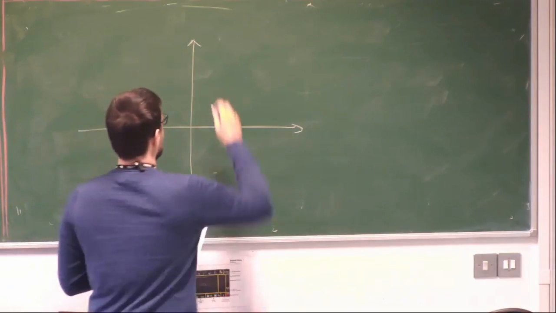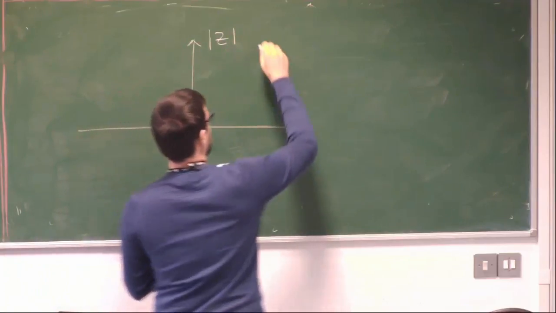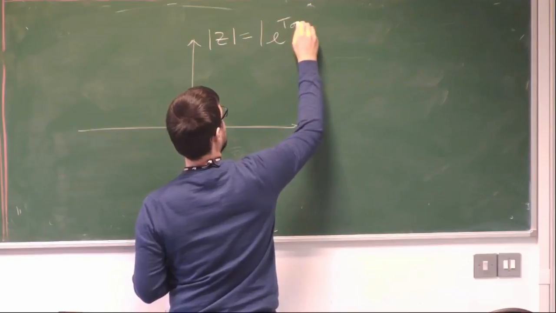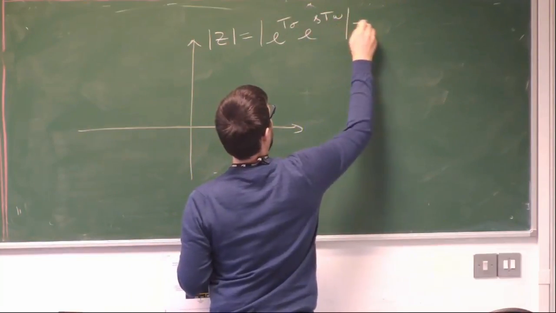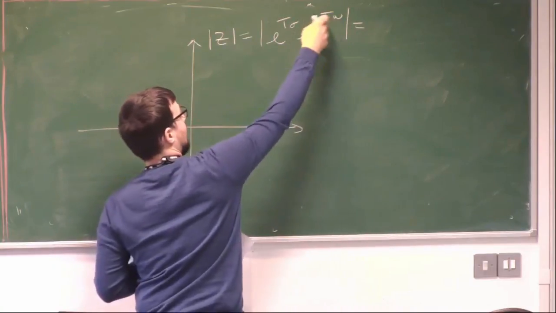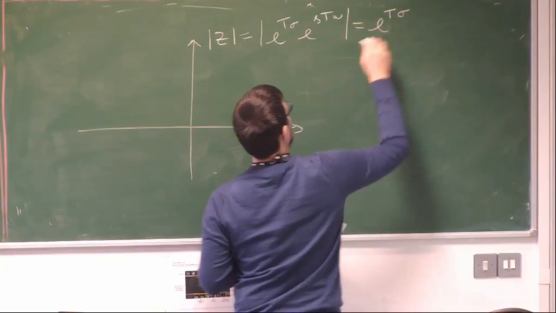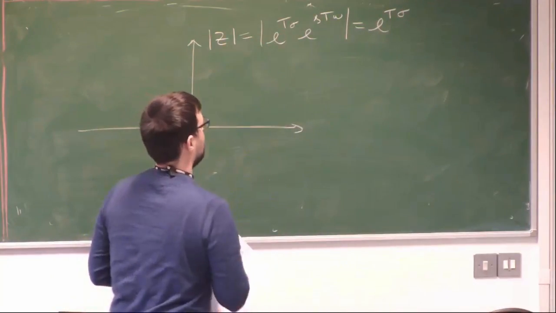So now we sketch the absolute value of z. The absolute value of z is equal to the absolute value of e power T sigma, e power j T omega. And as we said, this last factor has absolute value 1, so this is e power T sigma. We can drop the absolute value because this is always a positive number.